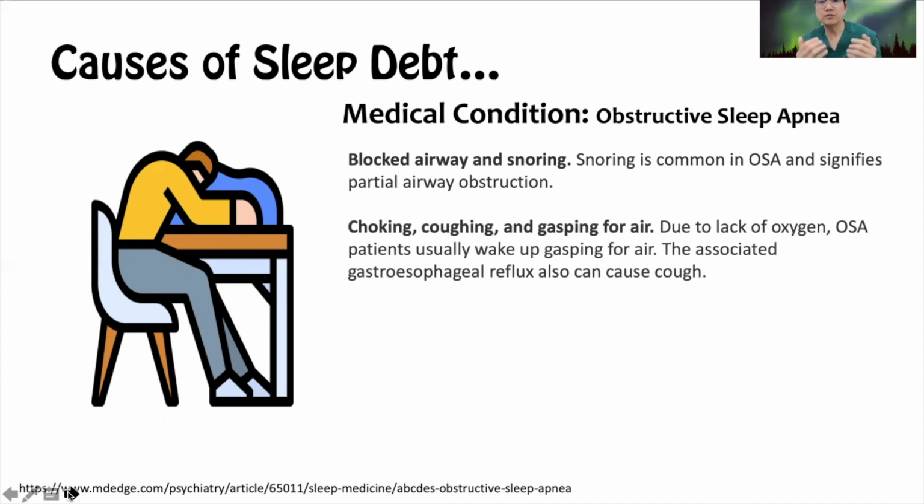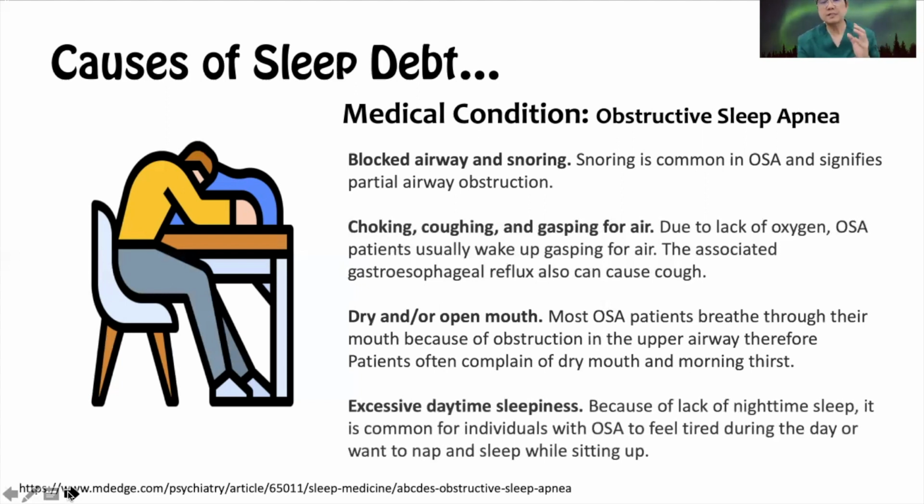Accompanied with this snoring is the choking, coughing, and gasping for air. With obstructive sleep apnea, due to lack of oxygen, patients usually wake up gasping for air. There's an episode of apnea, or no breathing, then coughing as if gasping for air. This is a stage where the patient starts to go into deep sleep, but obstruction of the airway occurs, and therefore they cough and disrupt sleep.